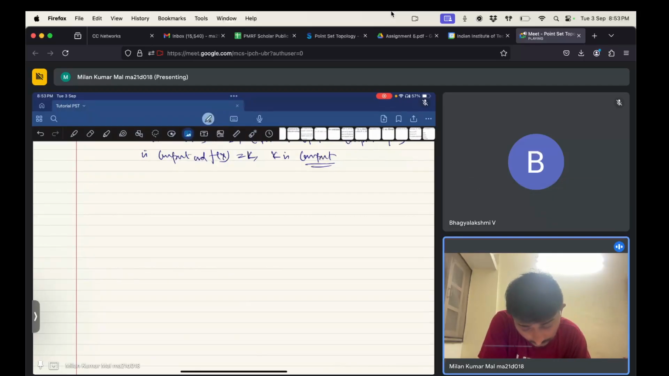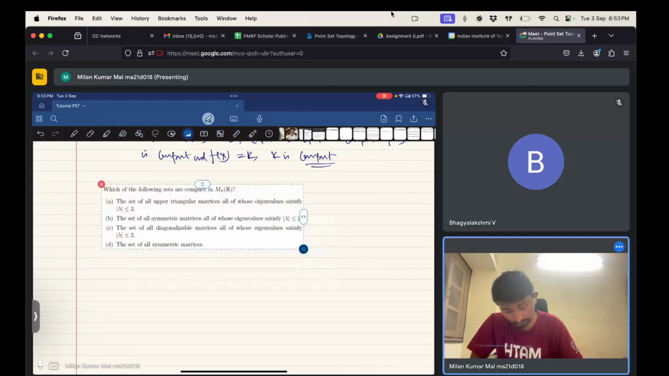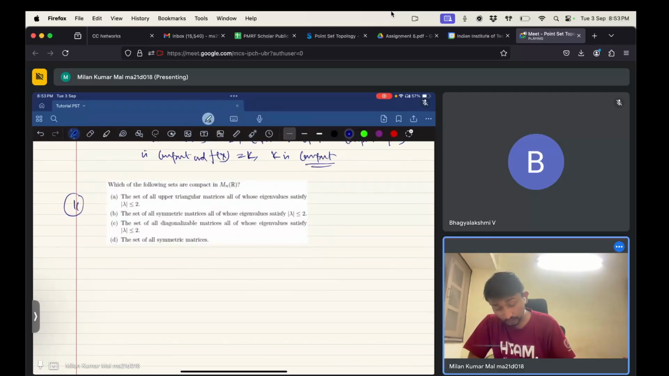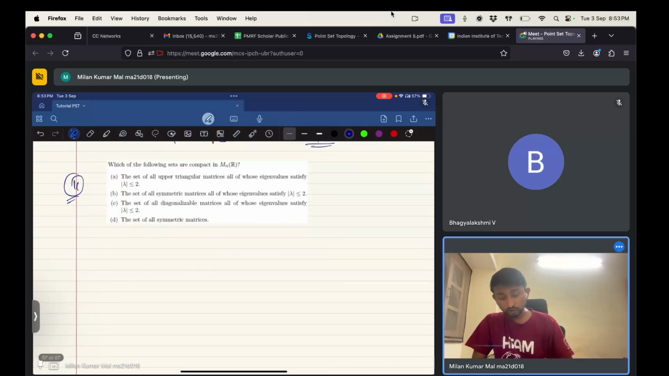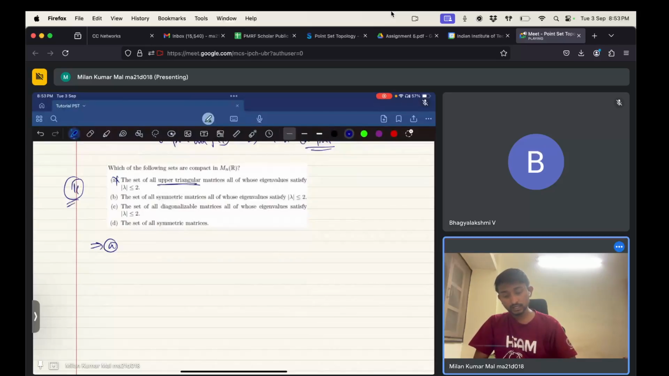Problem 11 says: which of the following sets are compact in MnR? Option A: the set of all upper triangular matrices, all of whose eigenvalues satisfy mod lambda less than or equal to 2. So first option A is not compact. Why is A not compact?